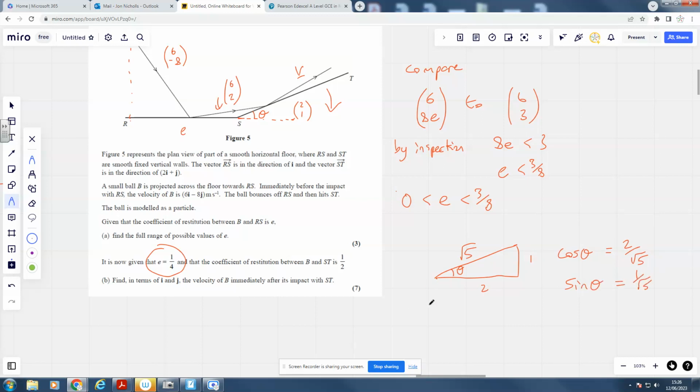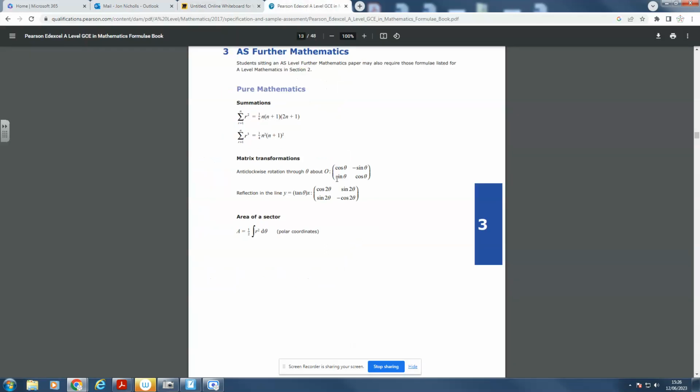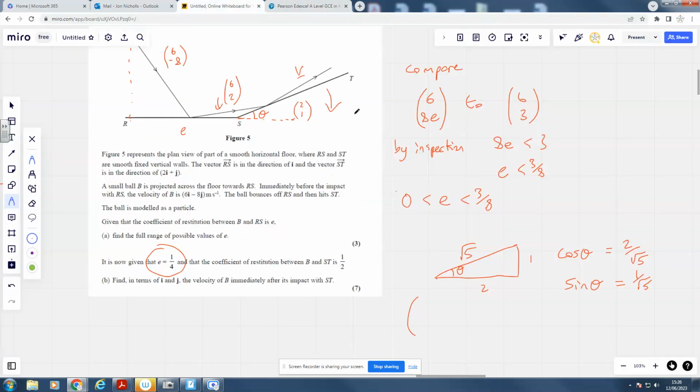And now I can do a rotation with matrices. I need to do cos theta, minus sine theta down here, sine theta, cos theta. So I'm going to have 2 over root 5, minus 1 over root 5, 1 over root 5, and 2 over root 5. And I'm going to be multiplying that by the vector 6, 2.